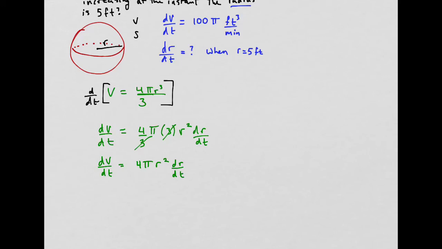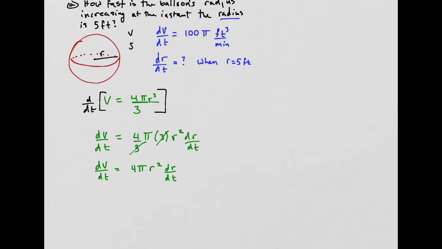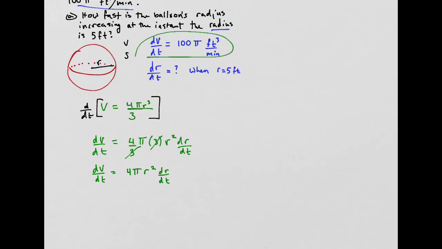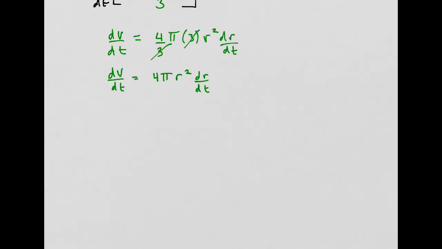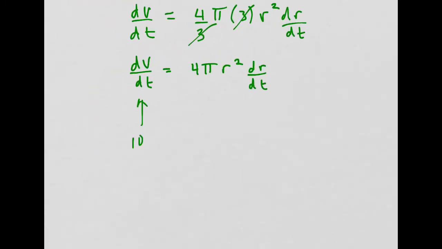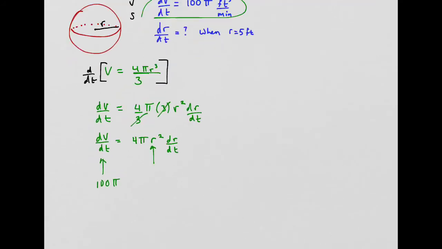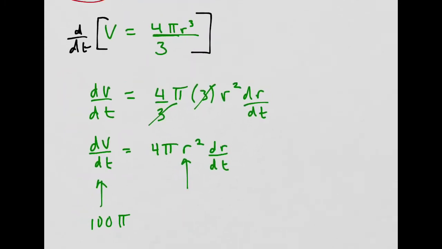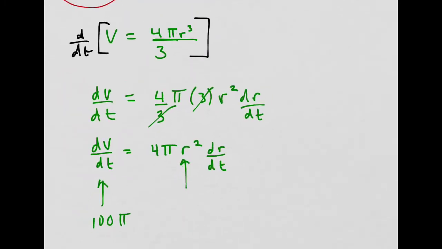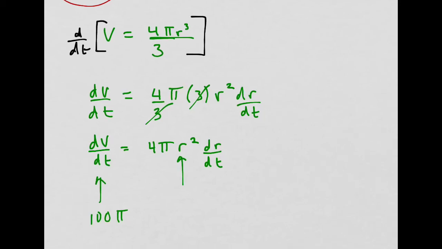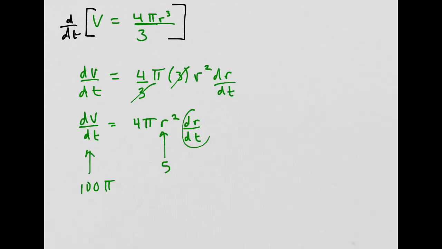If you ever get stuck, you always go back to the original equation, but in this case we don't get stuck because we have dV/dt, that's 100 pi, okay, and we have r, which is 5. Now it was important not to plug in r right away, because if we did, then it would seem like this is a constant. We would take a derivative of that and we would get 0. But it's not a constant, so we have to leave it as a variable. So this would be 5, and we're trying to solve for dr/dt.